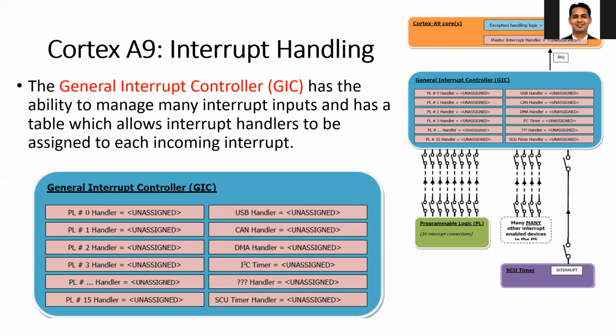Inside the GIC, that is the general interrupt controller, it has the ability to manage the many interrupt inputs and has a table which allows the interrupt handlers to be assigned. Interrupt handler is nothing but the ISR, to be assigned when the interrupt happens. So everything is unassigned. You need to make sure that for whatever interrupt sources there are, you give the address of your ISR.